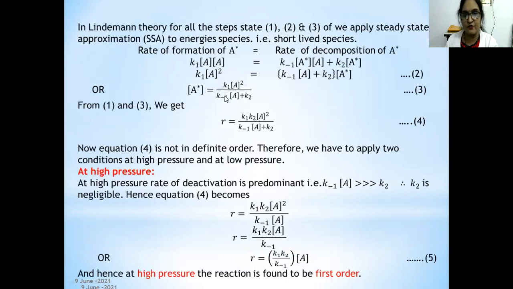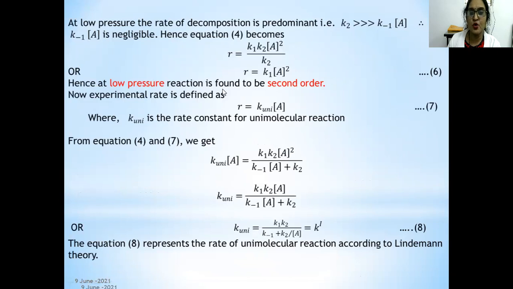And the equation 4, we have derived from the Lindemann mechanism. R is equal to k1 k2 concentration of A square divided by k minus 1 into concentration of A plus k2. So both are the rate for the unimolecular reaction. We will equate them, so we equate equation 4 and equation 7. That is k uni into concentration of A is equal to k1 k2 concentration of A square divided by k minus 1 into concentration of A plus k2.